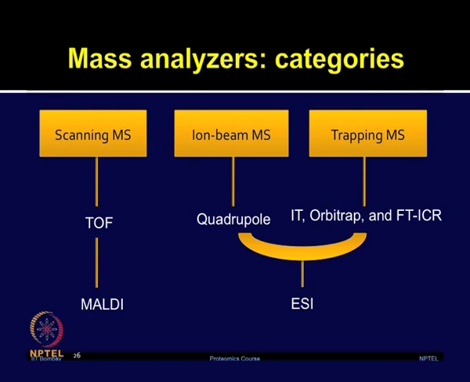Now, mass analyzers can be categorized broadly into scanning MS, ion beam MS and trapping MS. Scanning MS is more commonly used with the TOF, which is further coupled with multiple ionization sources. The ion beam MS is commonly used for the quadrupoles, whereas trapping MS is used for the ion traps, Orbitraps and FTICR. All these can be coupled with electrospray ionization ESI.